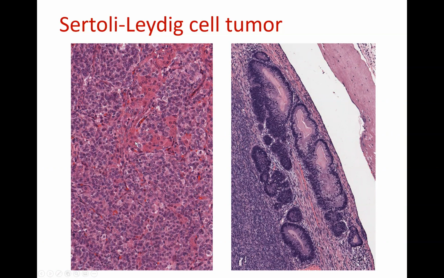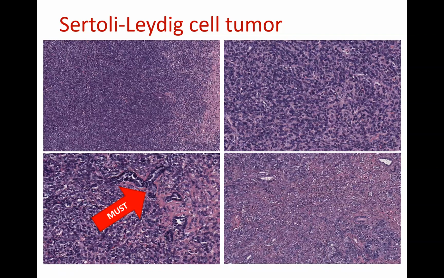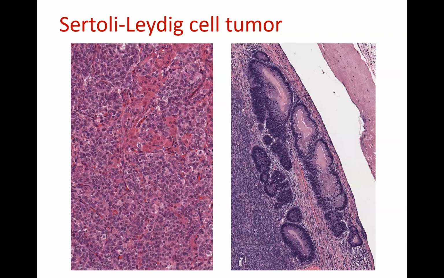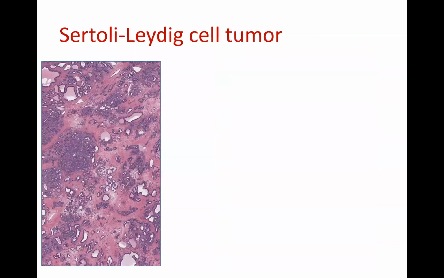Sertoli-Leydig cell tumors could be well differentiated, moderately differentiated, or poorly differentiated. What I am showing you here is very poorly differentiated, the extreme end of the poorly differentiated category. And in the poorly differentiated category, you can have heterologous components. The heterologous component you have here is intestinal epithelium. So again, you don't see heterologous components with granulosa cells. You see them with Sertoli cells. So that's another feature that confirms the diagnosis.